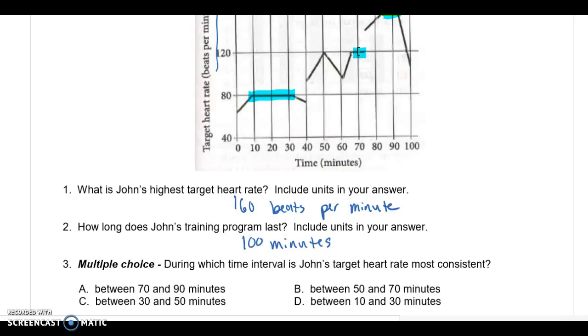C goes between 30 and 50, so we're here, and then here. That's not consistent either. And then D, between 10 and 30, and that's again one of our flat spots. So it looks like D is our most logical choice based on the intervals that we're given.